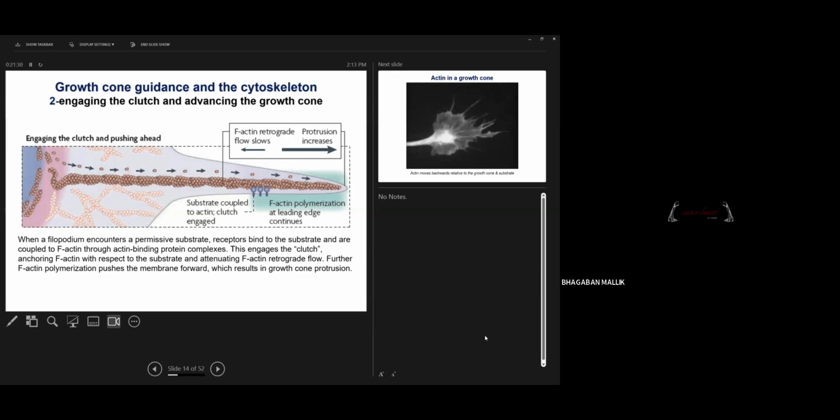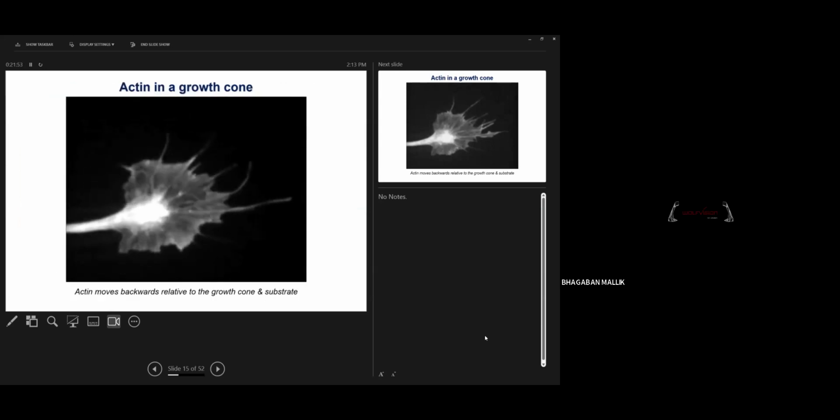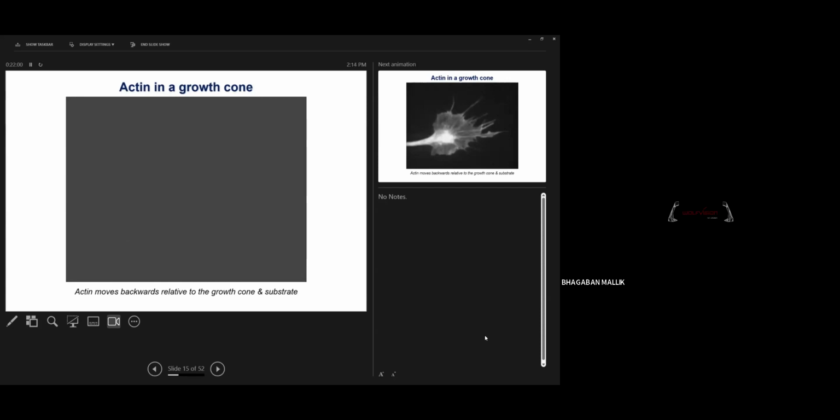The growth happens at the tip of the growth cone. Formation of the actin clutch, because you have transport of this G actin and formation of the F actin in this region. Okay, so F actin continues to polymerize at the leading edge, and the growth of the growth cone happens because of the continuous polymerization at the tip of the filopodia. So this is a movie showing how the growth cone happens. I'll play it again.